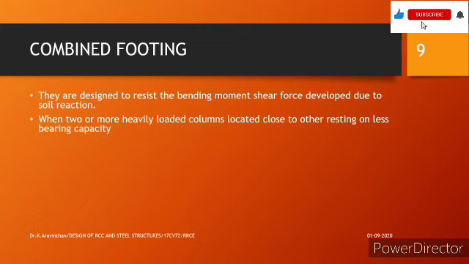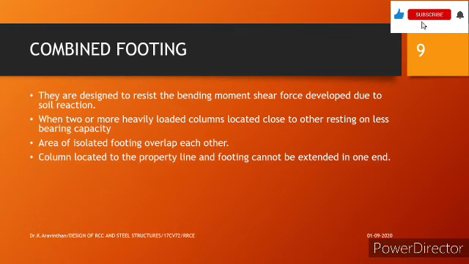And next, when two or more heavily loaded columns are located close to each other, resting on less bearing capacity soil. So if the bearing capacity is less and the columns are too close according to the plan, then you can go for combined footing, where the areas of isolated footings overlap each other. So if you are designing isolated footings, in some cases the footings might overlap. In those overlapping conditions you can go for combined footing. And columns located at the property.